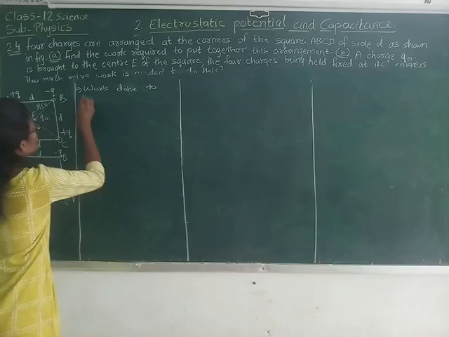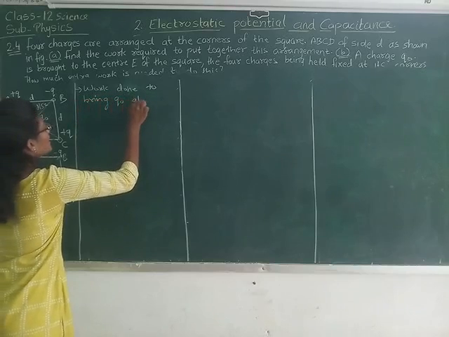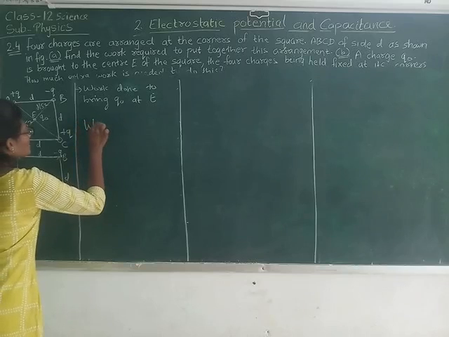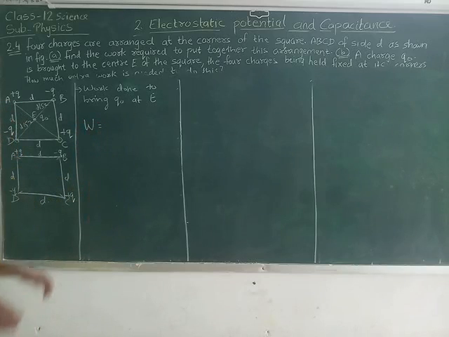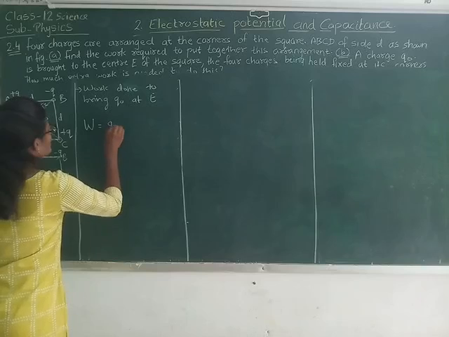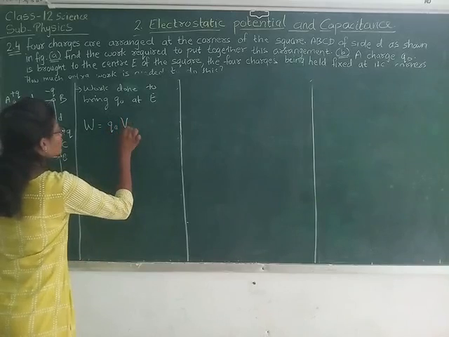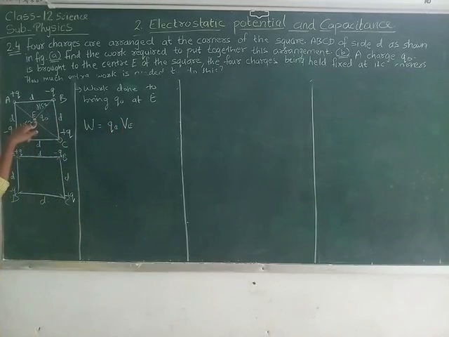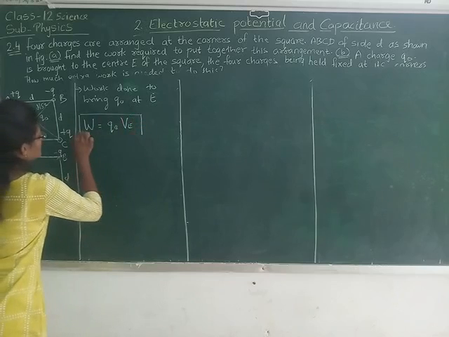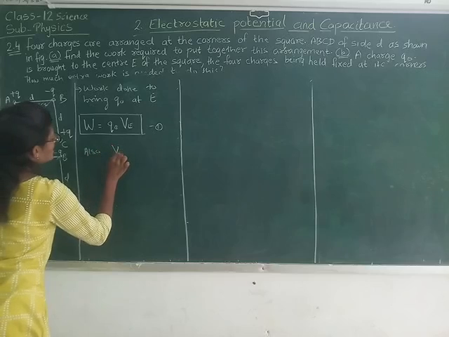So work done to bring Q0 at E, right? So what will be the work done? Work done for that, what will be the general formula? Work is to be done to bring which charge? To bring Q0 charge at which point? At point E. So it will be Q0 into VE, that is potential at this point E, right? Now let this be equation number 1. Now let us see what is the potential at E.